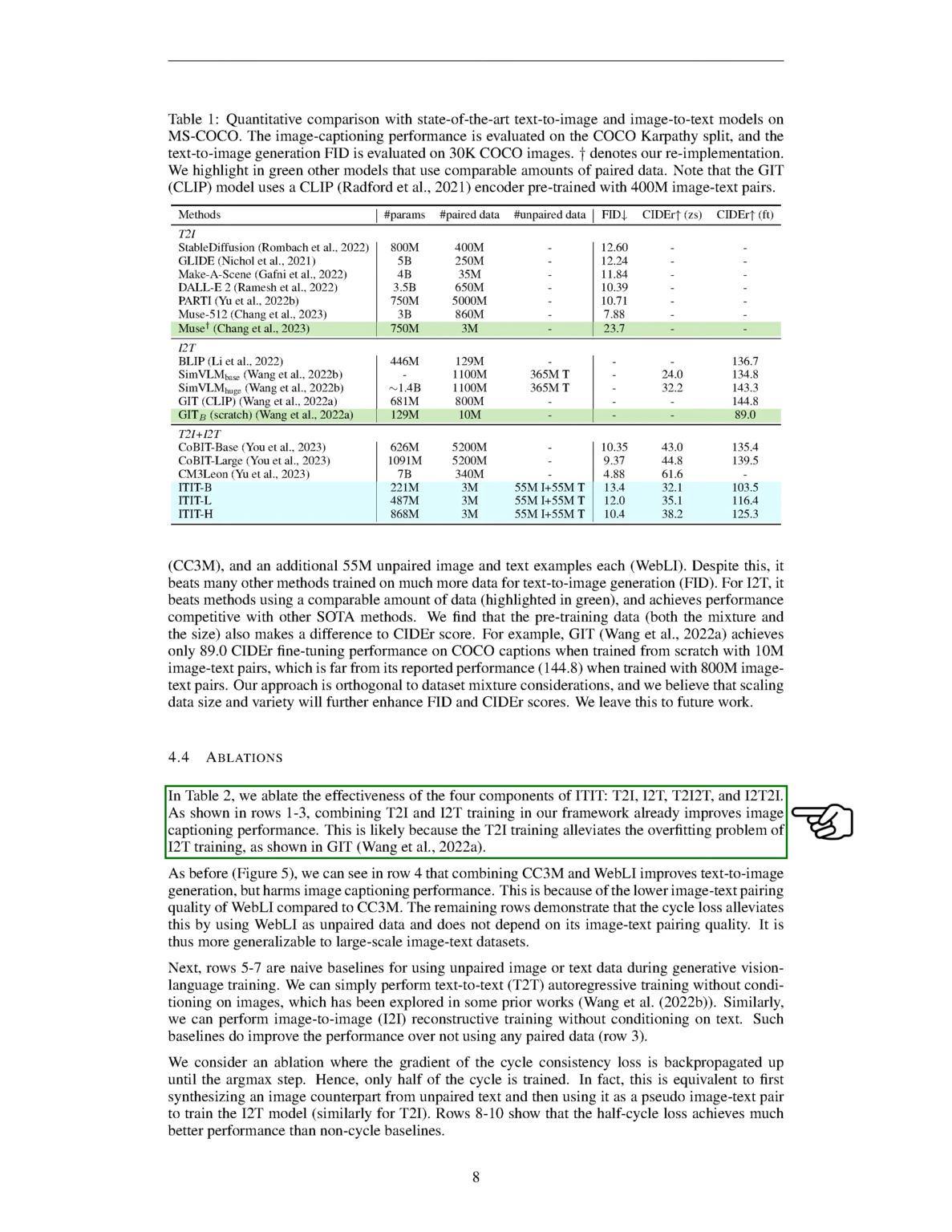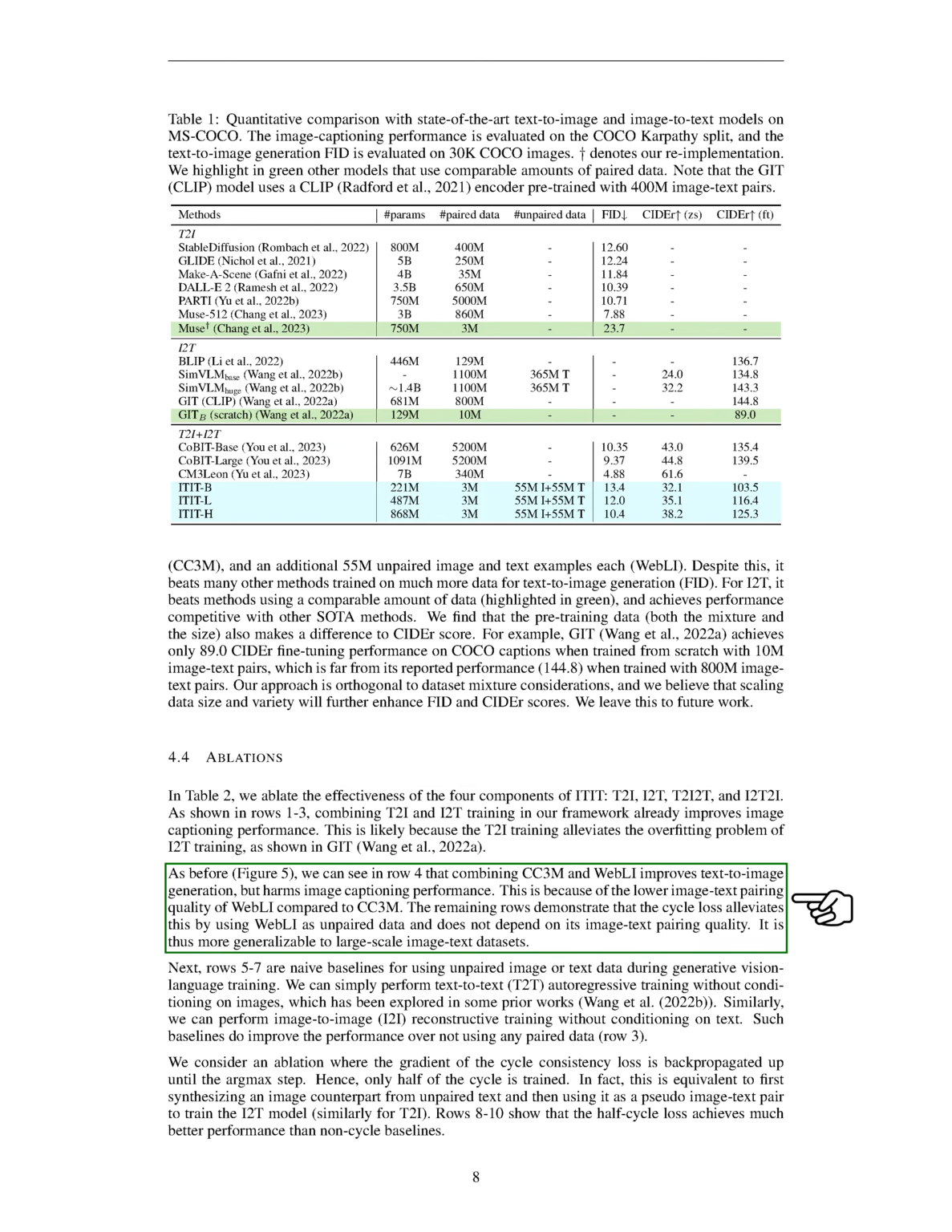Next, we examined the effectiveness of the four components of our ITIT model: T2I, text-to-image; I2T, image-to-text; T2I2T, text-to-image-to-text; and I2T2I, image-to-text-to-image. We found that combining T2I and I2T training in our model already improves image captioning performance. This is likely because the T2I training helps to prevent overfitting in I2T training. We also found that combining different types of data improves text-to-image generation but can negatively affect image captioning performance. This is due to the lower quality of image-text pairing in some datasets compared to others.